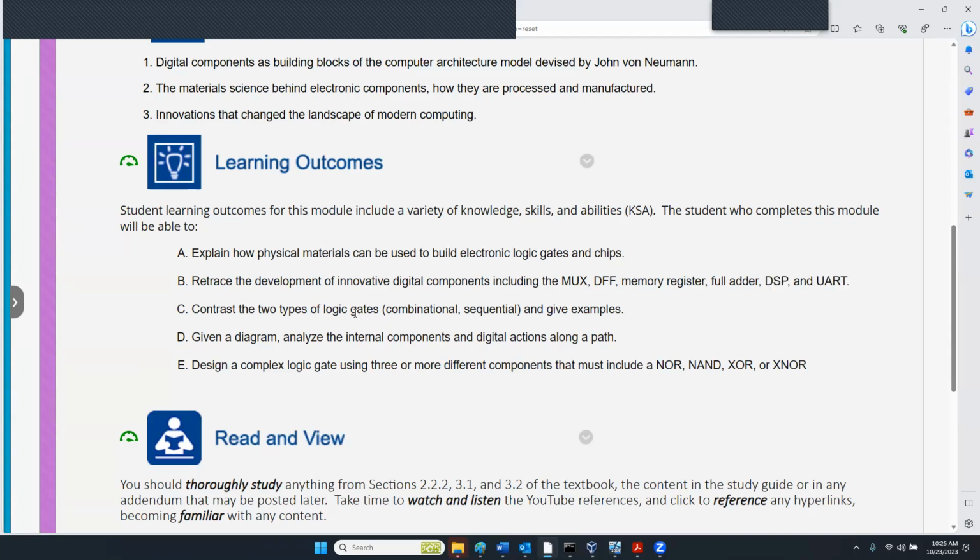We want you to be able to contrast the two types of logic gates. So to this point, we've been talking about combinational logic gates. We've been combining logic gates to build compound logic gates and then complex logic gates. But essentially, you reach a tipping point where the digital components have to include some way of measuring time or working tasks for a given interval.